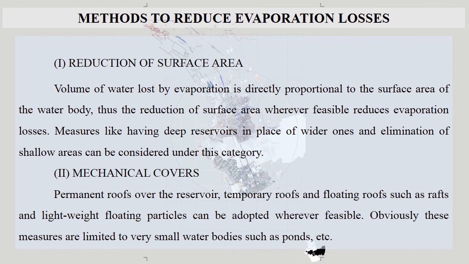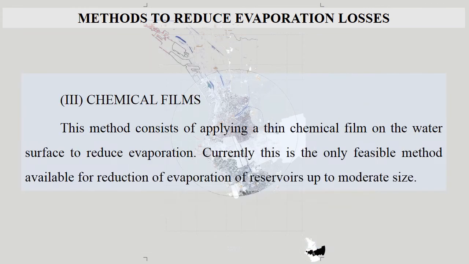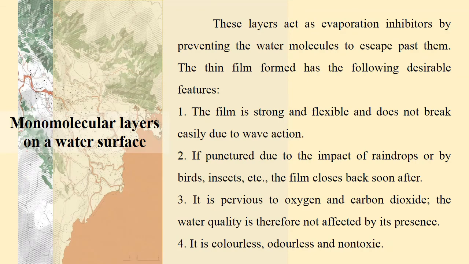Third is the chemical films. This method applies a thin chemical film on the water surface to reduce evaporation. Currently, this is the only feasible method available for reduction of evaporation of reservoirs up to moderate size. Monomolecular layers on a water surface act as evaporation inhibitors by preventing the water molecules from escaping past them. The thin film formed has the following desirable features.